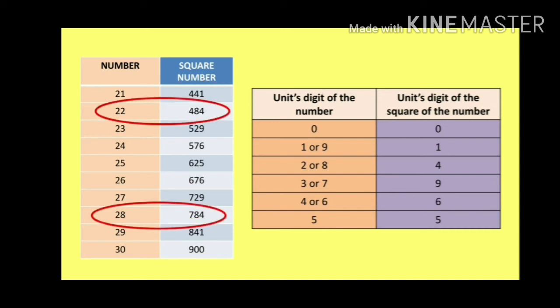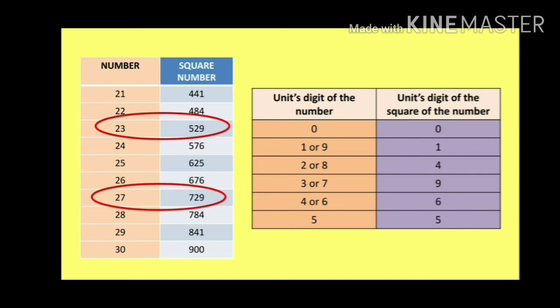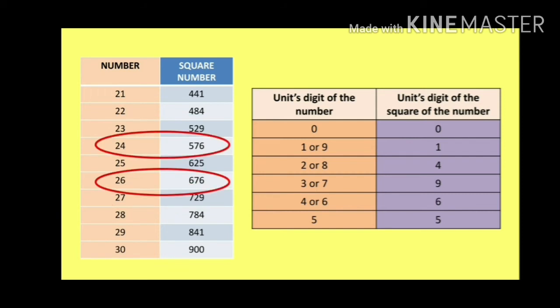And similarly, 22, 28, both of them, here the square ends with 4. So if the given number ends with 2 or 8, the square number will end with 4. Similarly, we can see here for 3 or 7, it ends with 9. For 4 or 6, it ends with 6. Both of them end with 6 only.